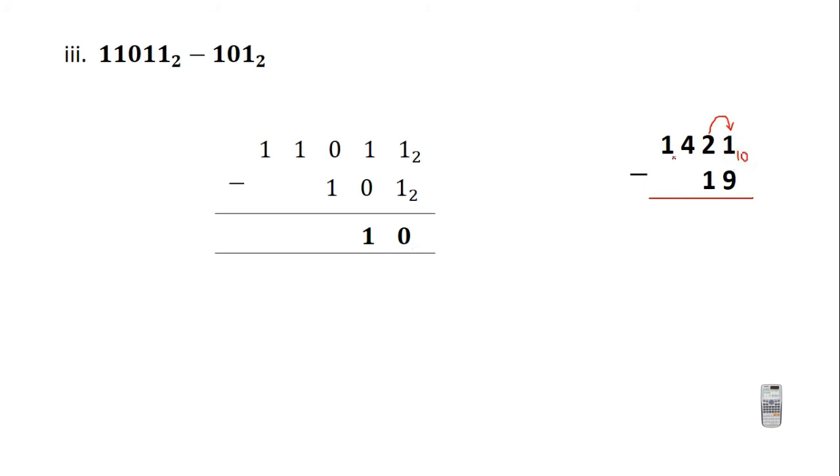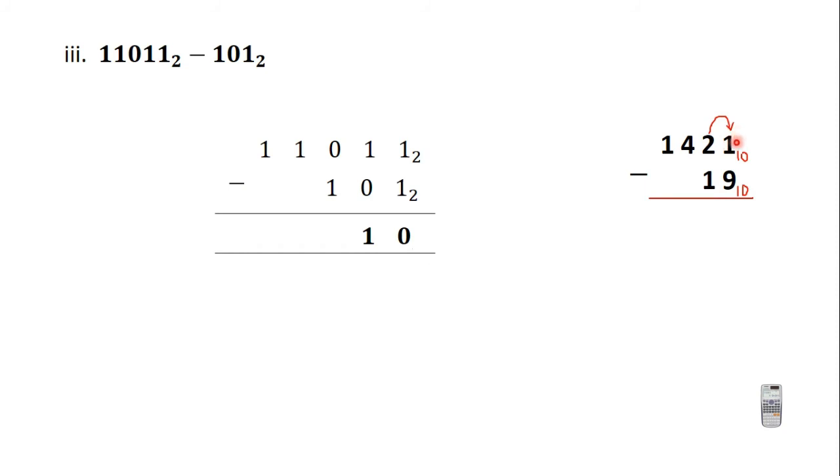So this number 1421 is in base 10. 19 is also in base 10. And we have borrowed 1 from this side to this side. Because we are working in base 10, when we borrow 1, the value of that 1 is 10. So here, the one that we have borrowed from this side to this side carries a value of 10. So we will add that 10 to 1 and we will get 11.